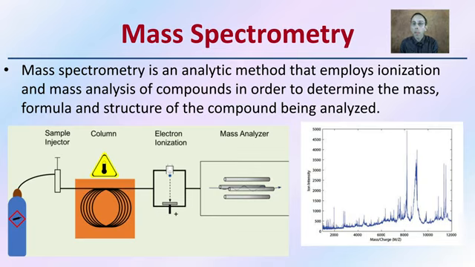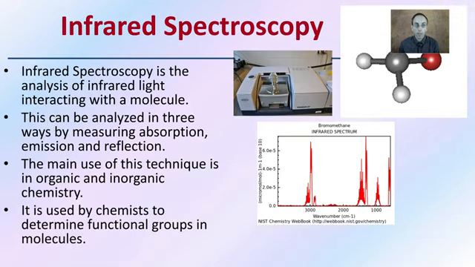mass analysis of the compounds in order to determine the mass formula and the structure of the compound being analyzed. We can see also this is another highly specific process that allows those compounds to be more precisely identified, which cannot be done in the field.